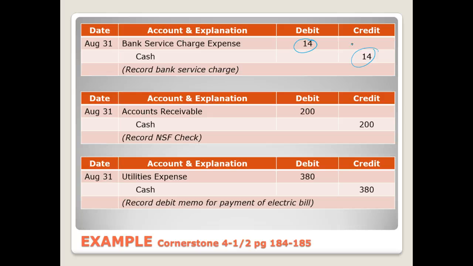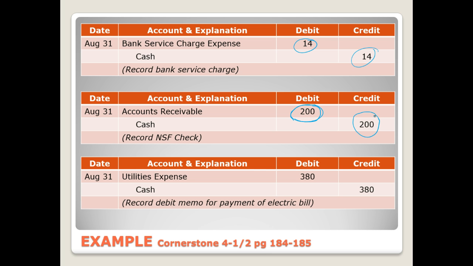I also had that NSF check. That was a check written by another company to Ohio Enterprises. That company apparently wasn't able to pay that check. They didn't have enough money in their account, which means the accounts receivable that $200 check was supposed to be paying off is no longer paid off. So we have to put $200 back into the accounts receivable account. That's an asset account, so it's got to be a debit to accounts receivable. It's a credit to cash.